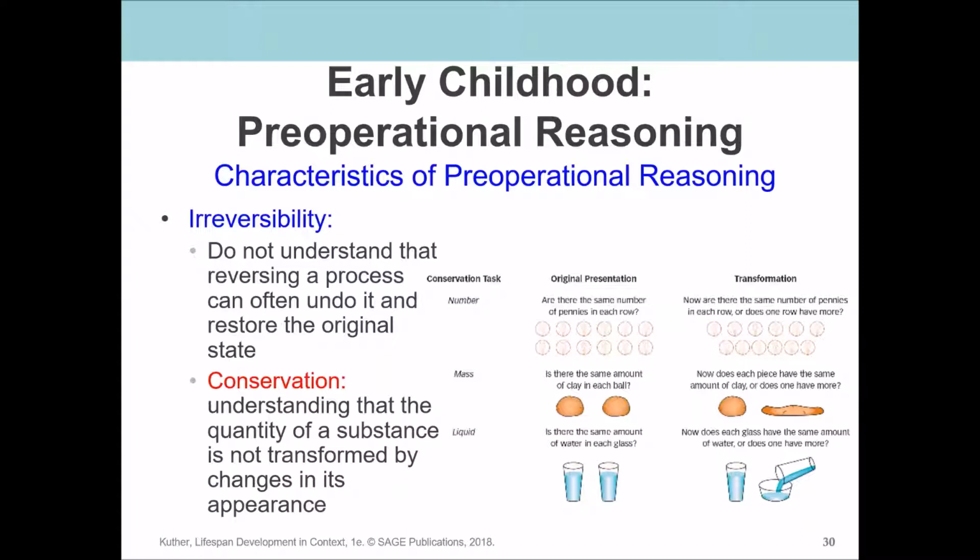And then the last one here, we have 2 glasses of water or juice, the same height, and we'll ask them, do these glasses have the same amount? And they'll say yes. And then you pour one into a short fat glass or one into a tall skinny glass, right? So we change the shape, and pre-operational children will say that now one has more. And usually they'll focus on the height of the glass and say that the tallest one has the most. So they're lacking the understanding of conservation.